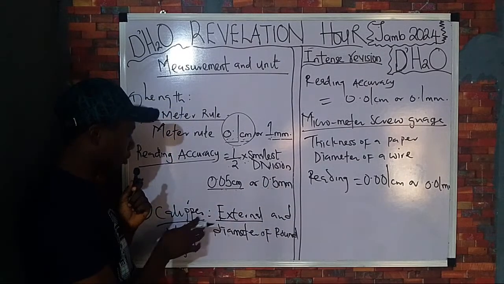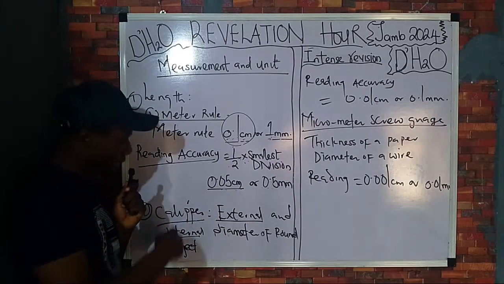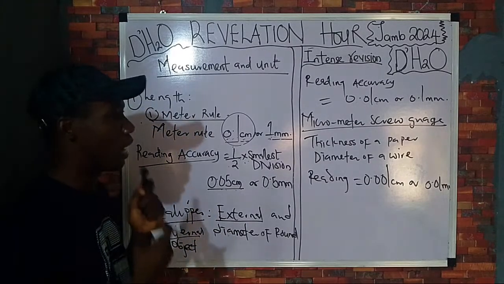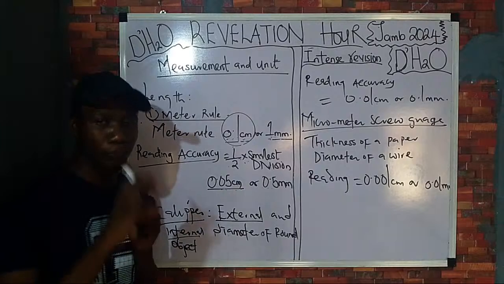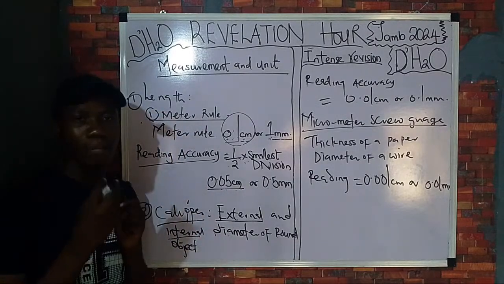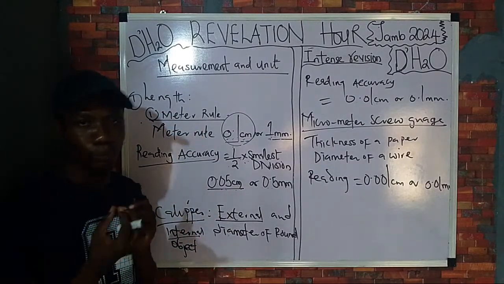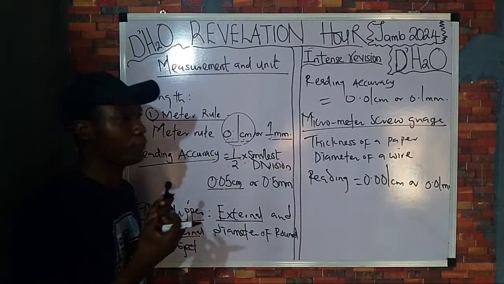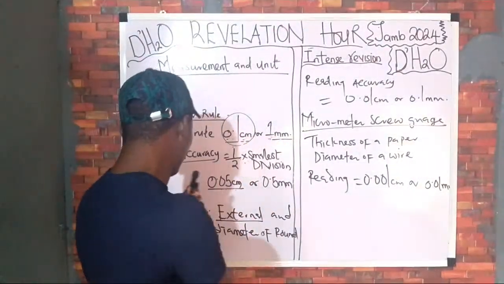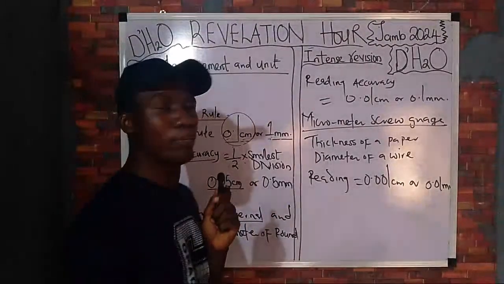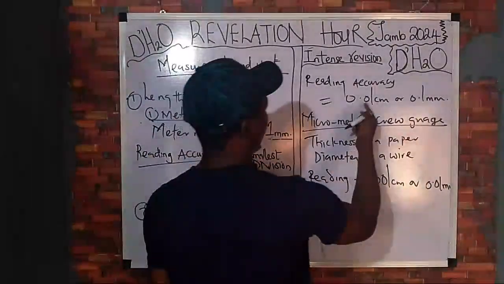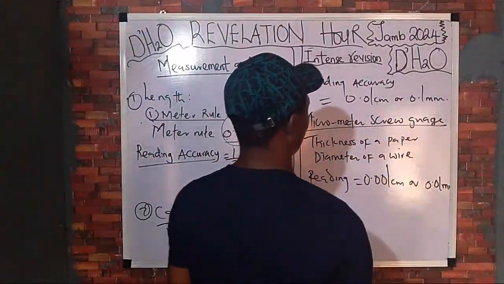Now the caliper is used to measure internal and external diameter of round or cylindrical objects, such as the diameter of a rod, the diameter of a test tube, or the diameter of a small ball bearing. That's what you use your caliper to do. And your caliper accuracy is 0.01 centimeter or 0.1 millimeter.